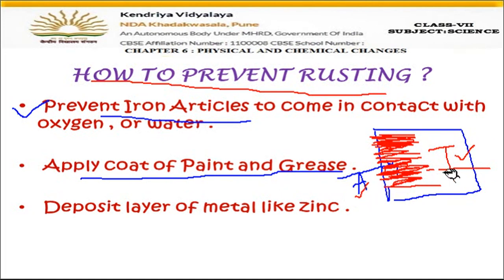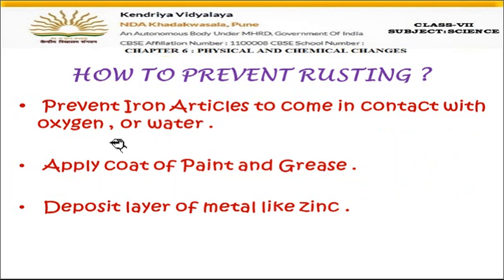So when these two are not in contact with each other, what will happen? There will be no reaction. That's why all iron objects are coated with paint. They are painted or they are greased. Sometimes grease is also put on them.